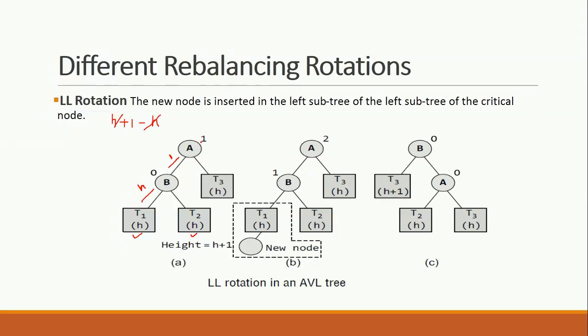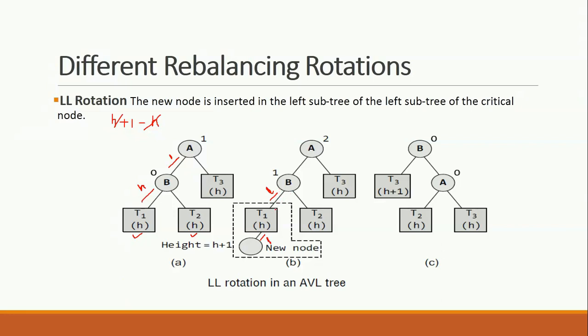Now suppose I insert a new node in the left subtree. See, I am adding in the left subtree. This particular node is the left. For B you are inserting in the left subtree, and also for the T1 subtree you are again inserting in the left. So this is left here, and this one is also left. Now just you have inserted one node, I will try to figure out what happened here.